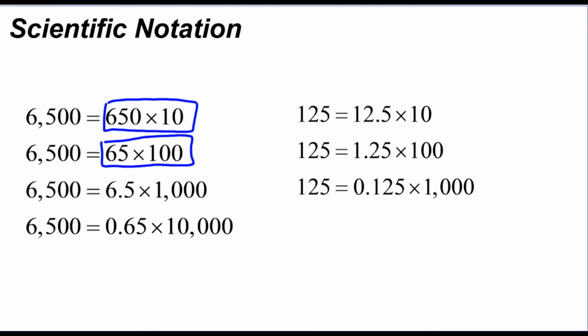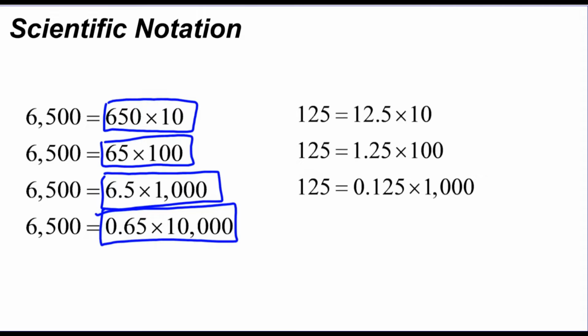Notice that the first factor got 10 times smaller and the other factor got 10 times bigger. So I went from 650 down to 65, and I went from 10 up to 100. And I can continue this. I can make this 10 times smaller and the other one 10 times bigger. I can write 6,500 as 6.5 times 1,000. That's also 6,500. Or I could write 6,500 as 0.65 times 10,000. So that's another way I can write this number as a number times a multiple of 10.